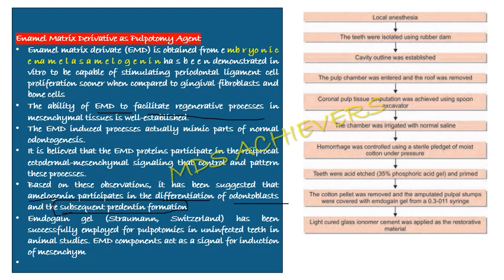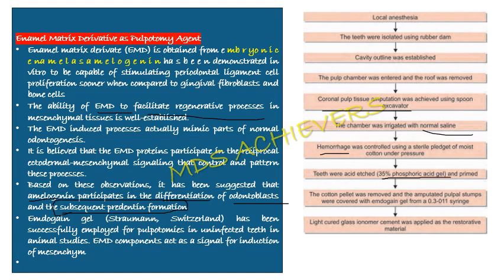And also, the EMD components act as a signal for the induction of mesenchymal cells. The procedure is not something different. The coronal pulp is removed, and then the pulp chamber is irrigated with normal saline. Then hemorrhage was controlled with a sterile cotton. The teeth were acid etched with about 35% phosphoric acid gel and primed. That is like the bonding agent.